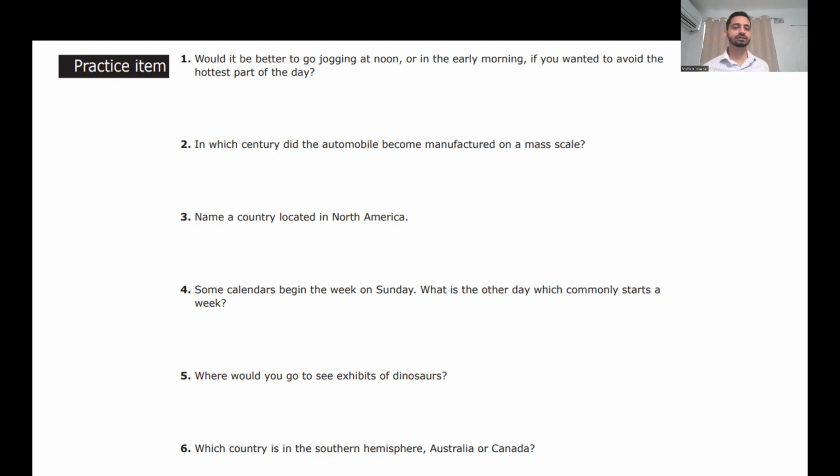So the first one we've got here is, would it be better to go jogging at noon or in the early morning if you wanted to avoid the hottest part of the day? Number two, in which century did the automobile become manufactured on a mass scale? Name a country located in North America. Some calendars begin the week on Sunday. What is the other day which commonly starts the week?